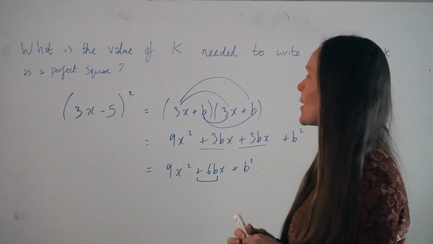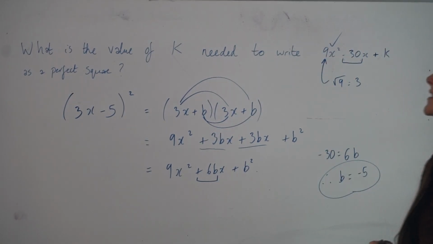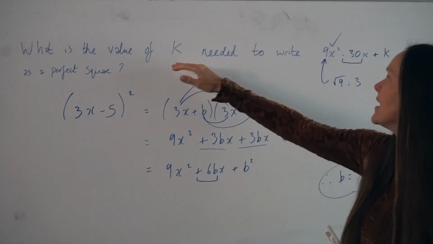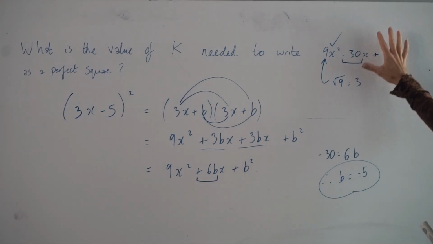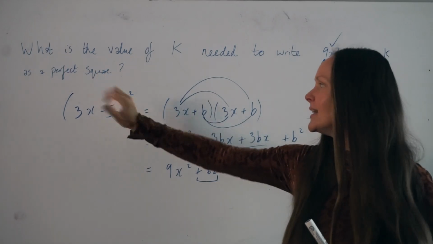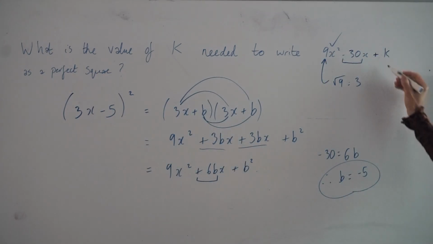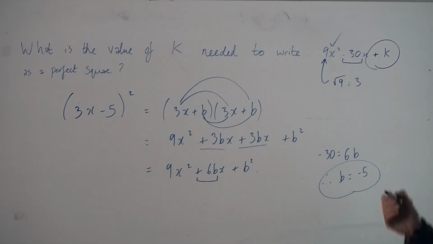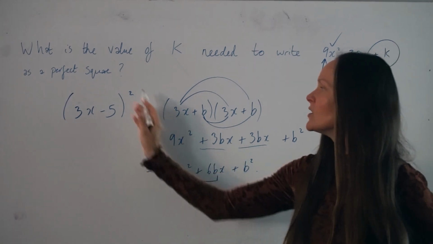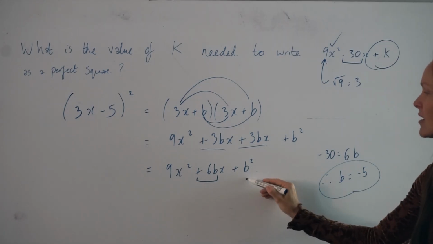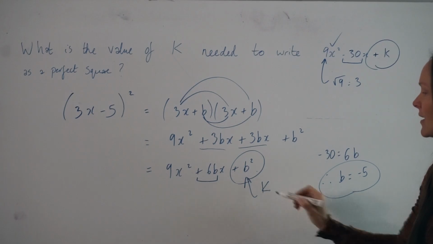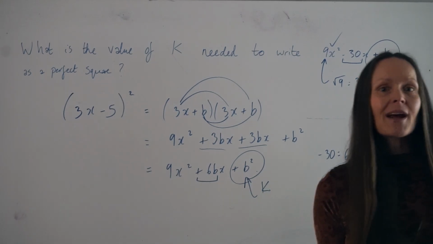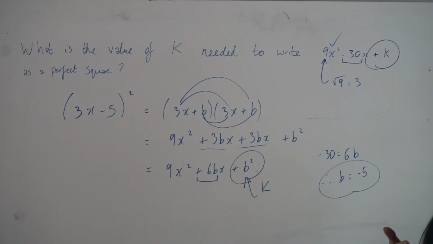Now, remember what the question actually asked us. It says, what is the value of k needed to write this expression as a perfect square? We've written the expression as a perfect square here. Now we just have to work out the value of k, which is the last term in this expression. If we look at those brackets that we just expanded, the last term is b squared. So this is our value of k.